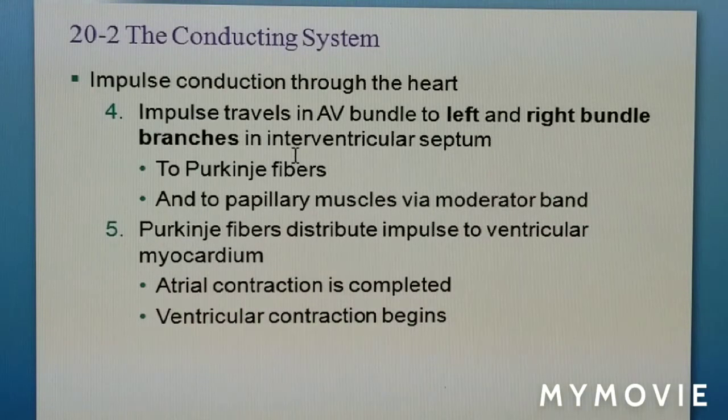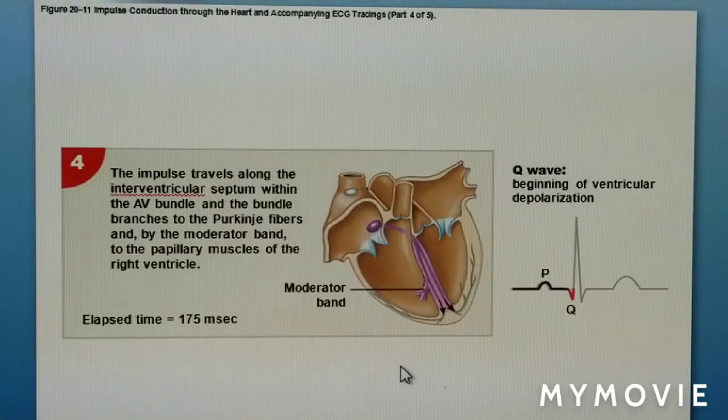The impulse travels in the AV bundle to the left and right bundle branches in the interventricular septum to the Purkinje fibers, and the papillary muscles via the moderator band. Purkinje fibers distribute the impulse to the ventricular myocardium. The atrial contraction is completed. Ventricular contraction begins. So, as we saw here, the P, the interval, and now we're at Q.